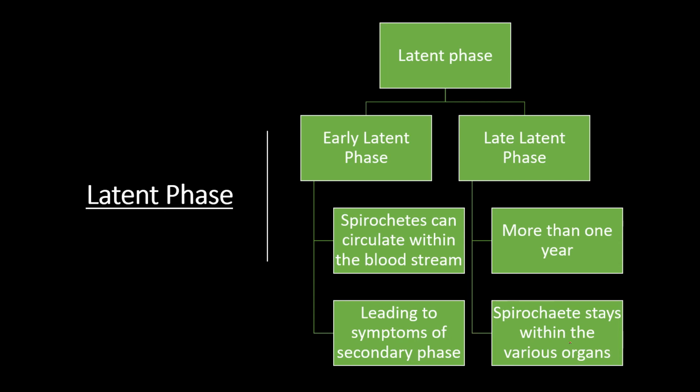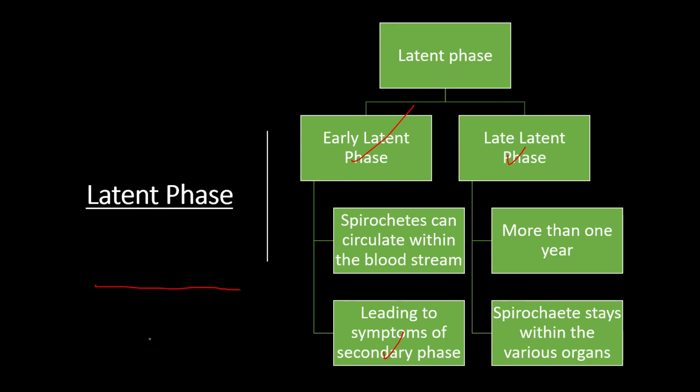Then we will have our latent phase. So as I've said, there are two forms of latent phase. We have your early latent phase and we have your late latent phase. In your early latent phase, it occurs less than a year. So in your early latent phase, your spirochetes will be circulating within the bloodstream, thus leading to symptoms of your secondary phase. However, this will be occurring less than a year from your primary infection.